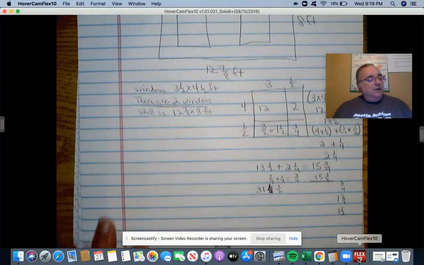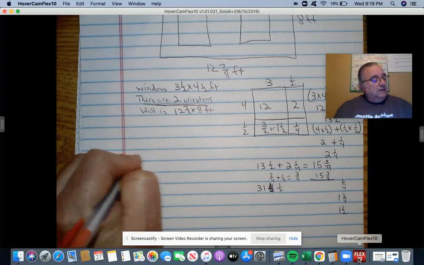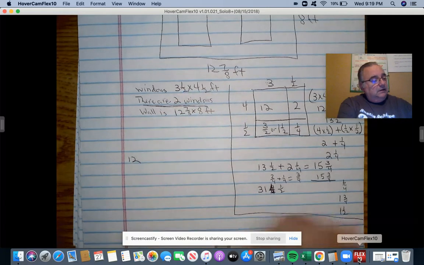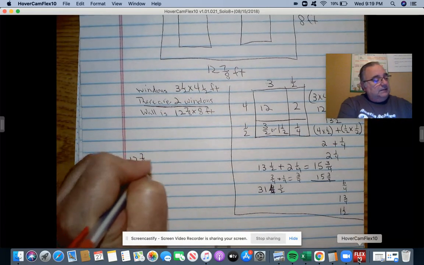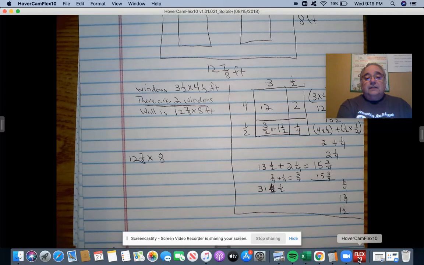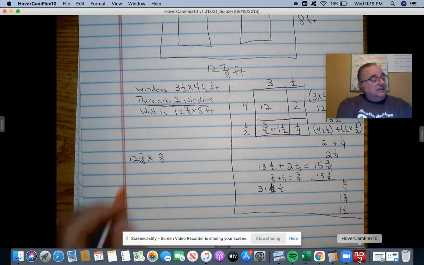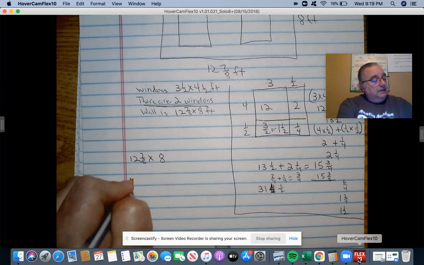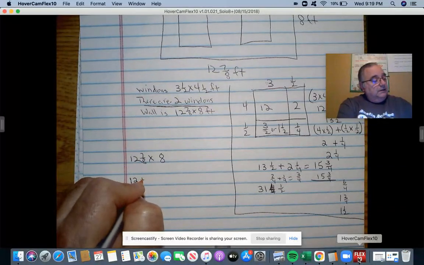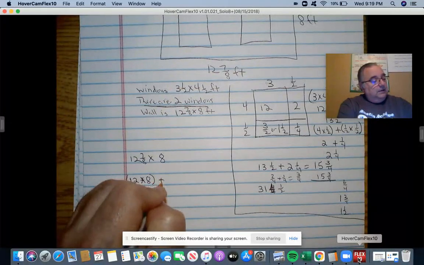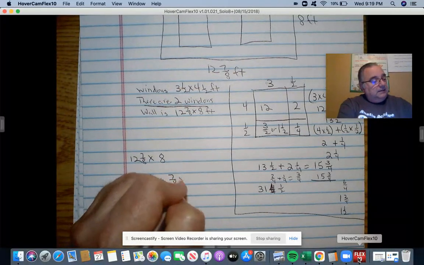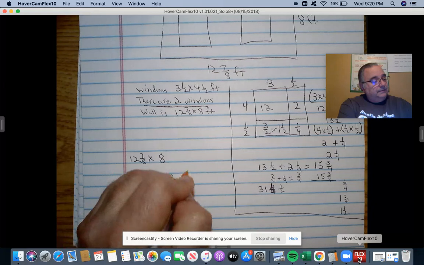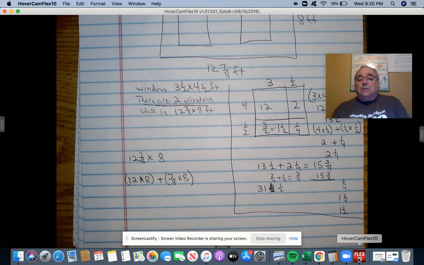The wall we know is 12 and 7/8 times 8. So I'm going to break this out to make it simpler for me. 12 times 8 plus 7/8 times 8. I'm going to wait or pause here to see if you can give me what the total comes out to be.